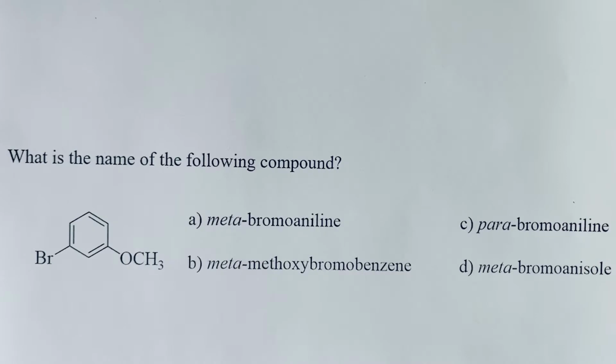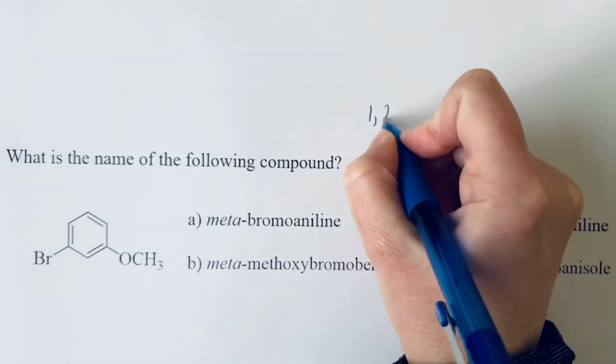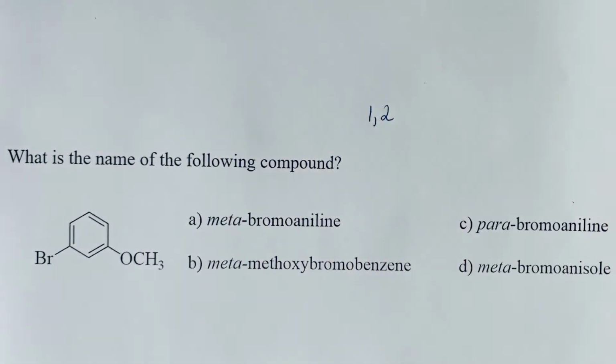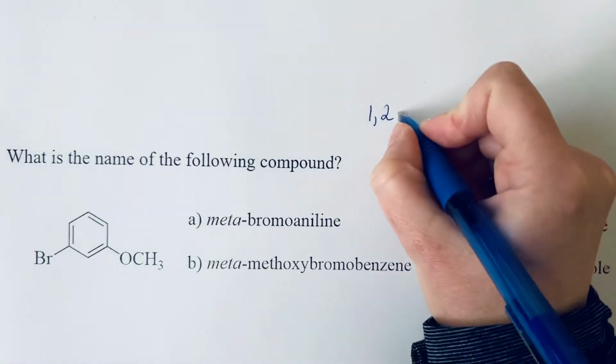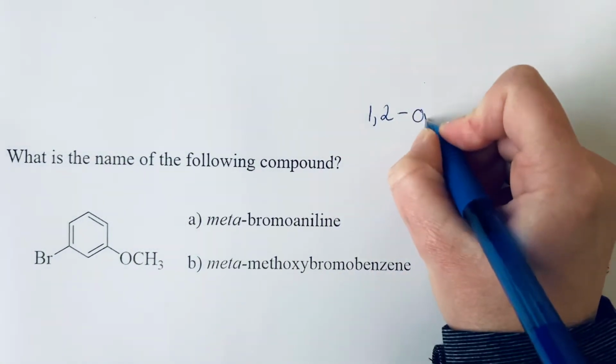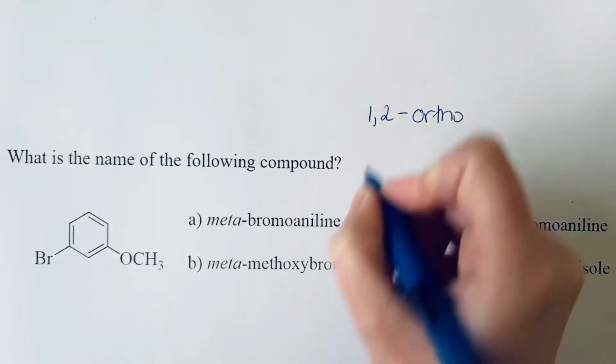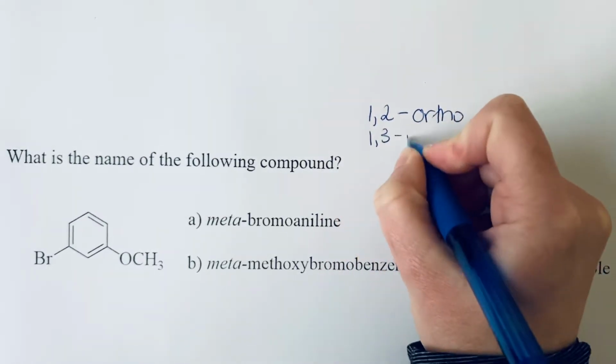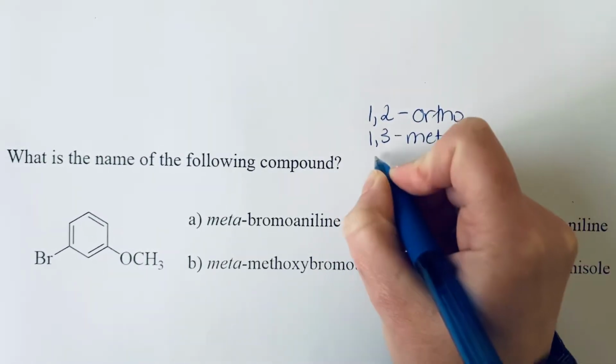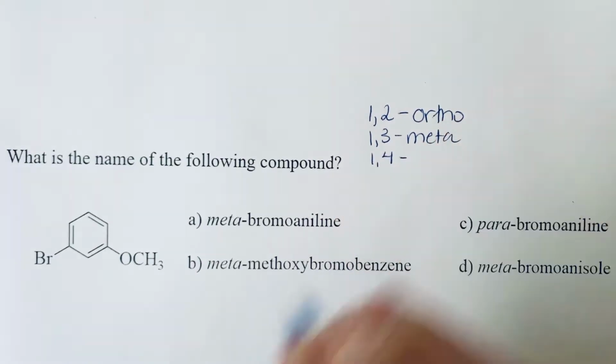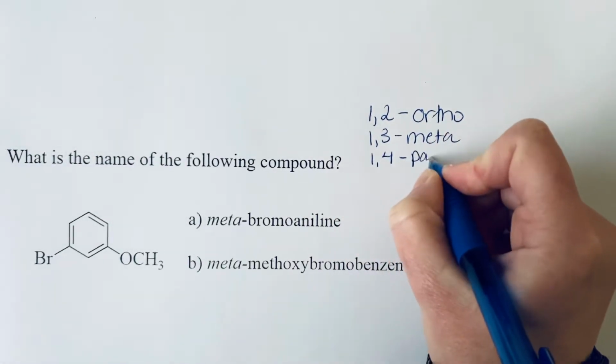And for di-substituted benzenes, we have some terms that we need to know that discuss where those substituents are relative to each other. So if your substituents are adjacent to each other, meaning there are 1, 2 on that benzene ring, this is known as ortho. If they are 1, 3, this is known as meta. And if they are 1, 4 to each other on the ring, this is known as para.